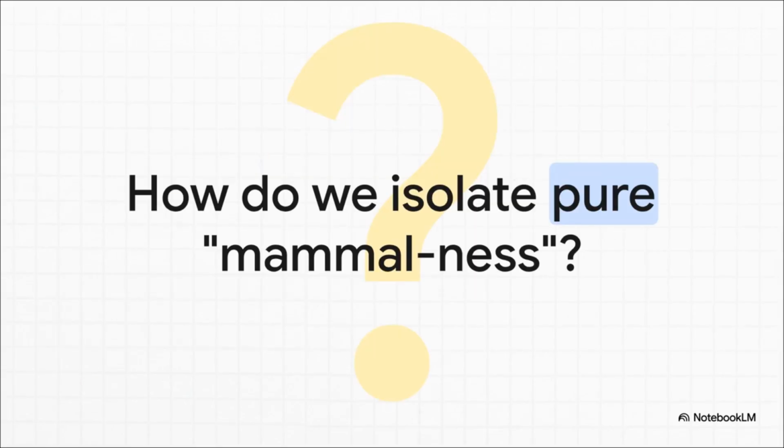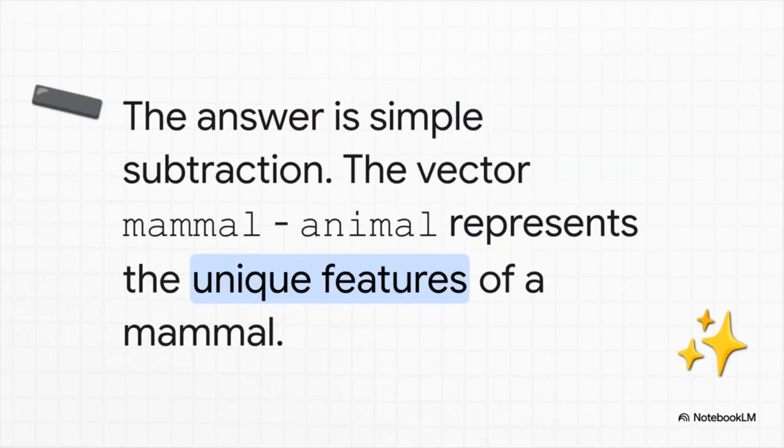This leads us to the key question. The concept mammal has all the information of animal baked into it, plus something extra. So how do we isolate that something extra? What is the pure essence of mammalness that distinguishes it from just the broader category of animal? It's simple vector subtraction. You take the mammal vector and you subtract the animal vector. What you have left over is a brand new vector. And that new vector represents the unique features that make something a mammal and not just any other animal. It is the geometric essence of mammalness.